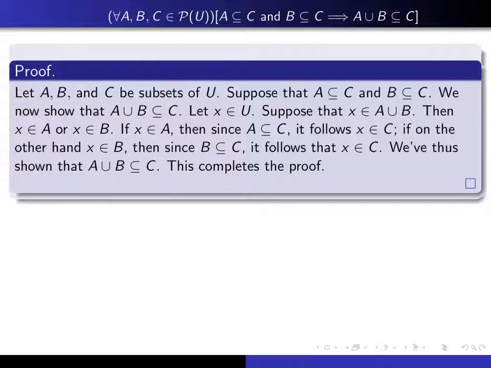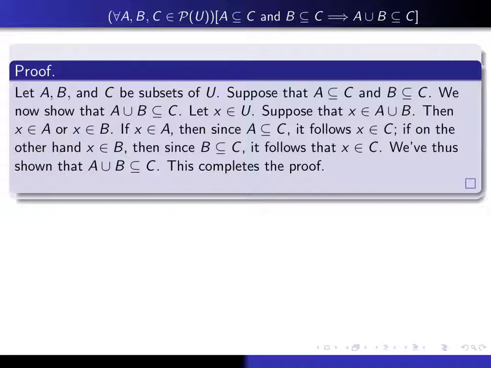Okay, so let's look at the details. Let A, B, and C be subsets of U. That comes from here. Suppose A is a subset of C and B is a subset of C. Now I warn the reader that I'm going to try to prove that my conclusion is true. So I say we now show that A union B is a subset of C. So what do I do about that? I give myself an X in the universe. I assume that it's in A union B, so suppose X is in A union B, and that means that X is either in A or X is in B. And so I consider the two cases separately.